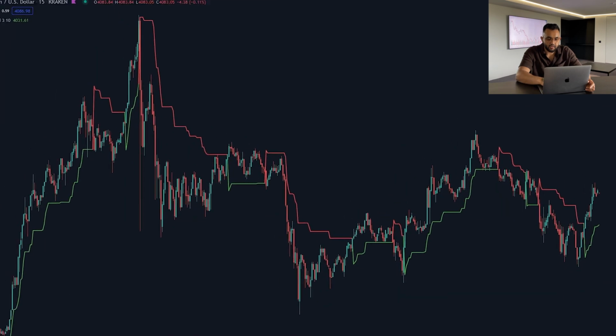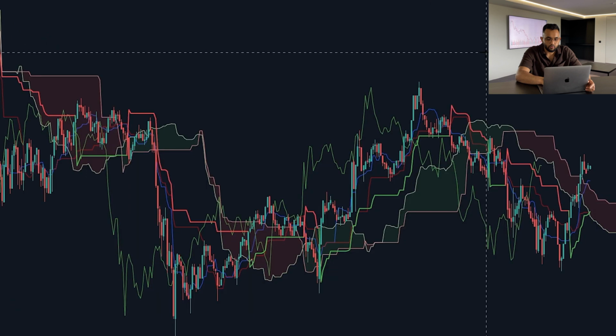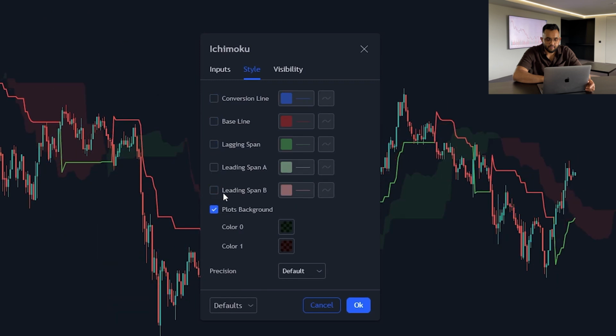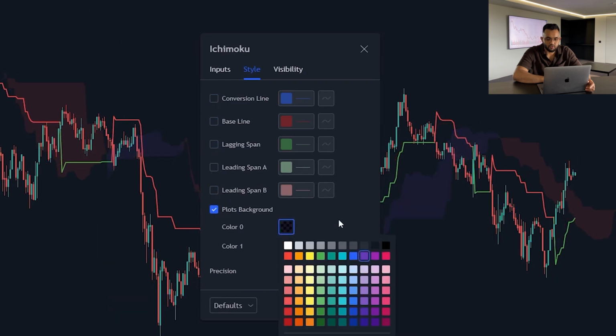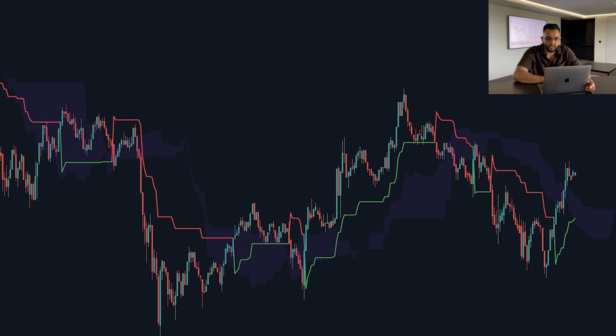To add this indicator, go to the indicators tab and type in Ichimoku. We are also going to clean up our chart a bit because this indicator's default settings are really messy. Just uncheck the top 5 boxes and then change these plot backgrounds to purple so it's easier to read. Now that we have that set up, let me explain how the strategy works.